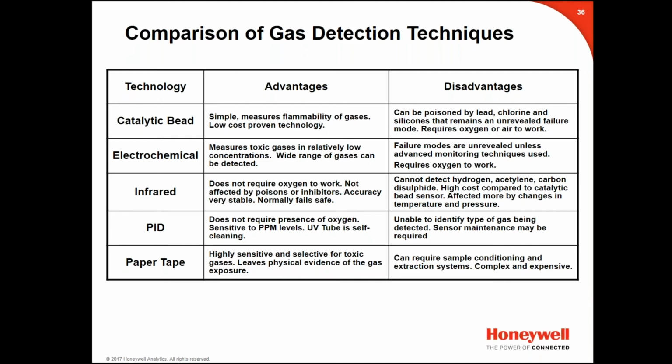Photoionization detectors do not require the presence of oxygen, but are unable to identify the specific type of gas being detected, and sensor maintenance may be required. When we say sensor maintenance, generally it's above and beyond what we would normally have for a catalytic bead or an IR sensor. Paper tape detectors are highly sensitive and selective to toxic gases, but are also complex and expensive. Additionally, the paper tapes do have a shelf life. So make sure you conduct a thorough analysis of your site in order to determine the most suitable gas detection technique or technology to employ.